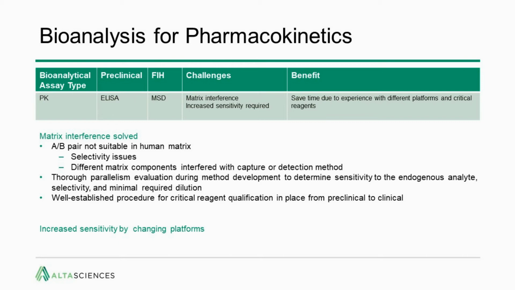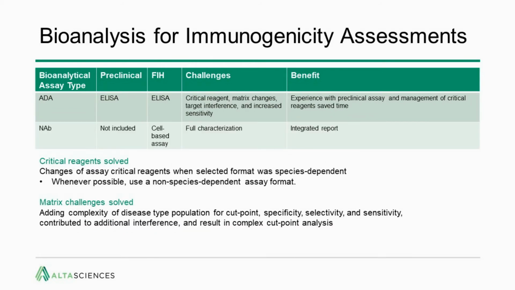Increased sensitivity was achieved by changing platforms from an ELISA to a mesoscale discovery platform. Bioanalysis for immunogenicity assessment was a challenge in this study as well. The bioanalytical assay types included were anti-drug antibody measurements and neutralizing antibody measurements. Preclinically, the ADA response was measured by ELISA, as well as in the first in human studies. The challenges included critical reagents, matrix changes, target interference, and increased sensitivity requirements.